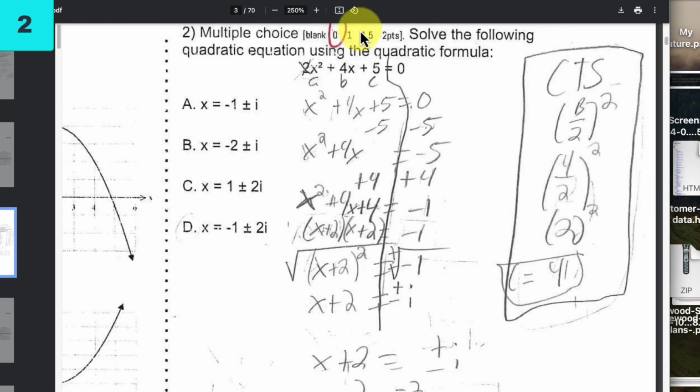Okay, question number 2 says solve the quadratic equation using quadratic formula. But you'll notice there is no quadratic formula, so you try to complete the square. So read it, and then that might give you some clues.